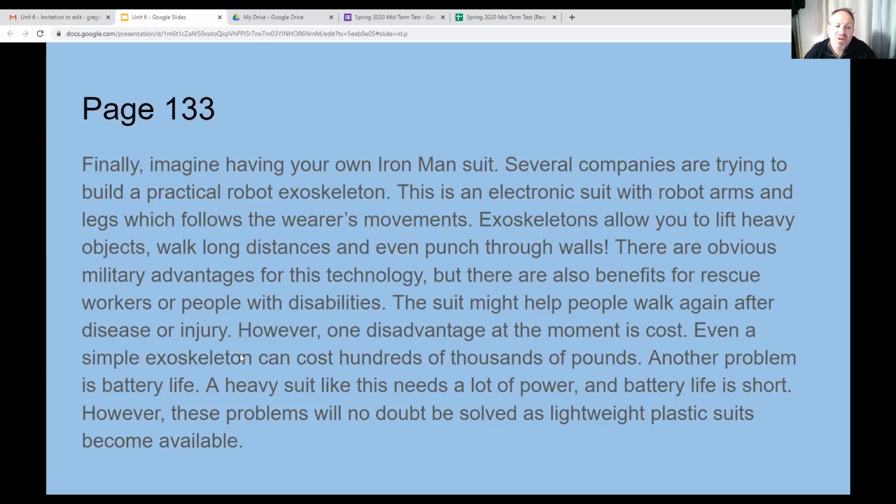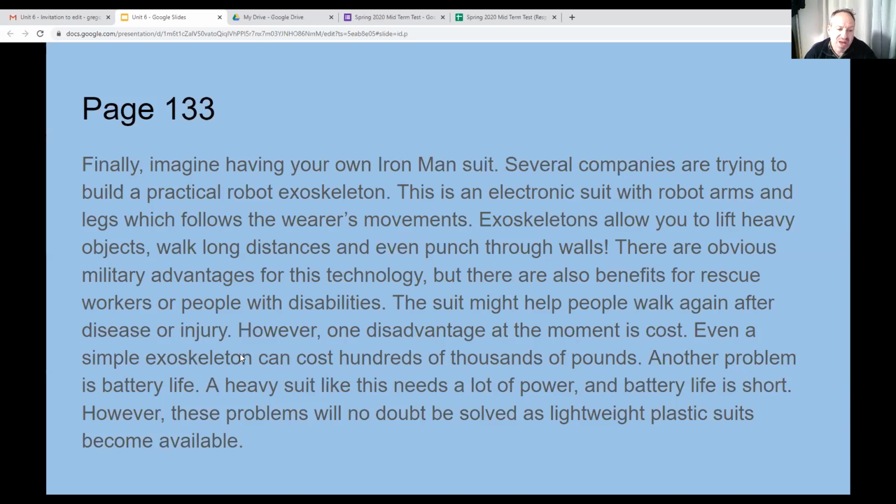There are obvious military advantages for this technology, but there are also benefits for rescue workers or people with disabilities. The suit might help people walk again after disease or injury. However, one disadvantage at the moment is cost. Even a simple exoskeleton can cost hundreds of thousands of pounds, British money.